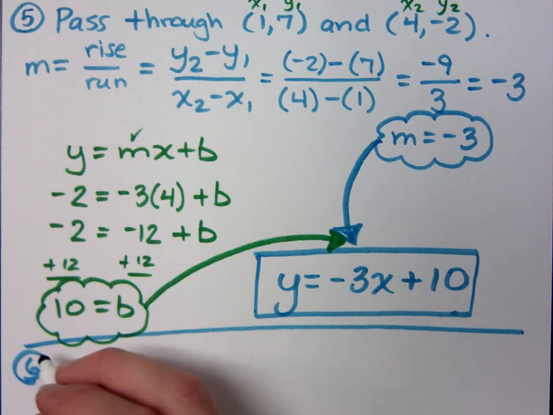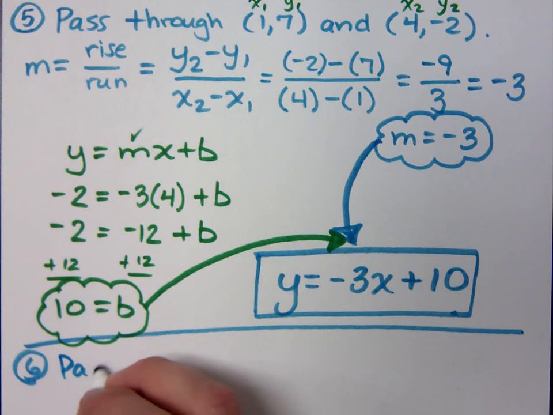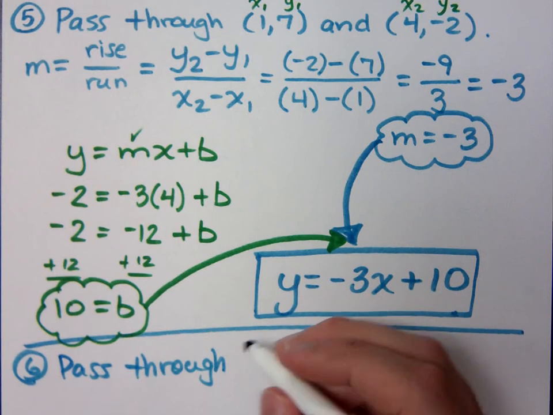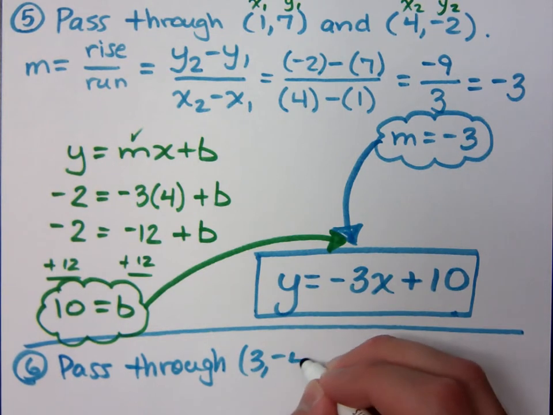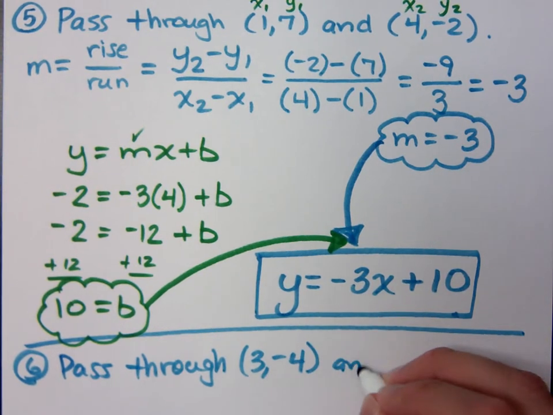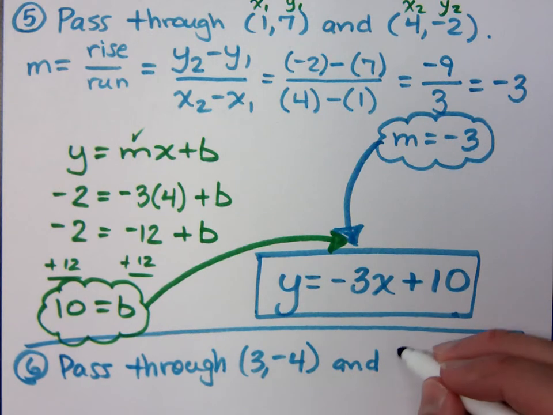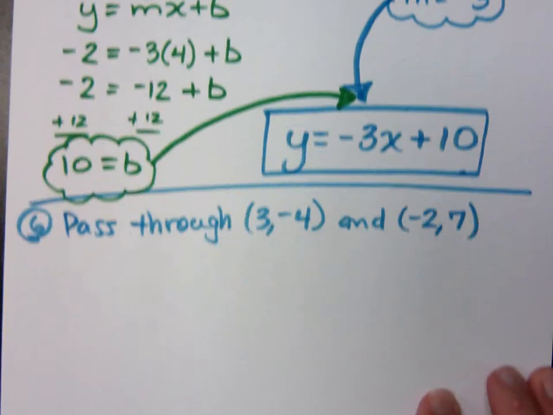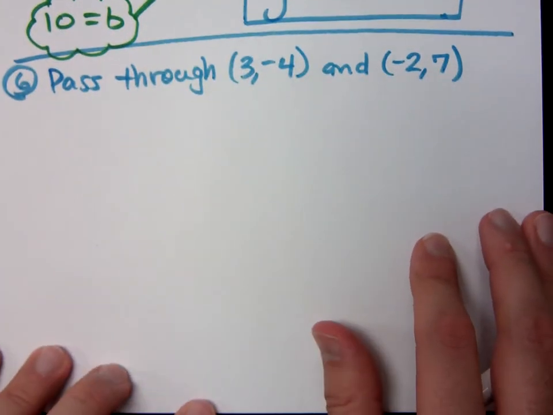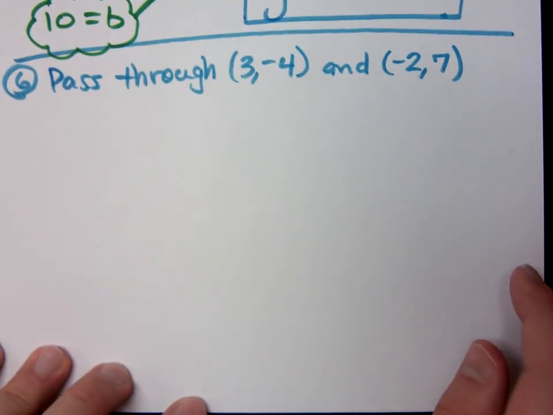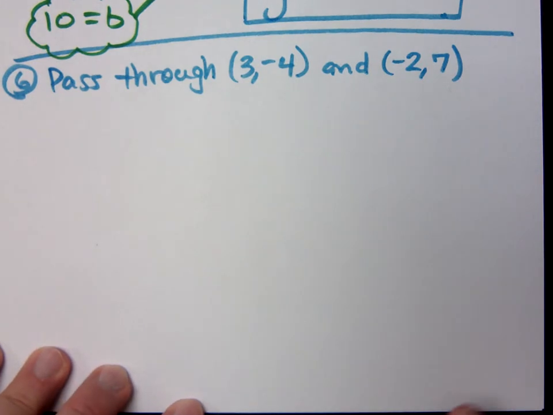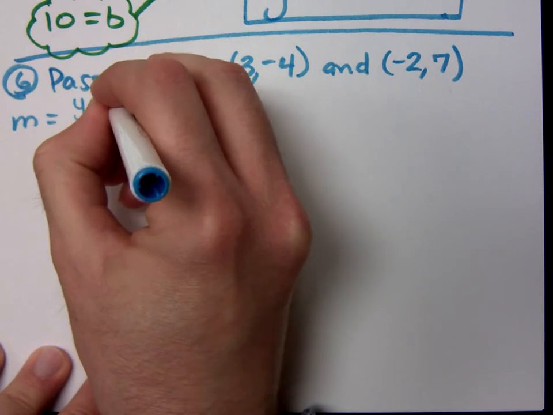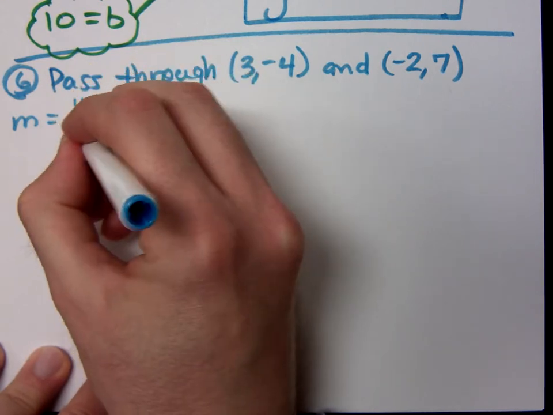Let's try this one. Suppose I want to pass through the points 3, -4, and -2, 7. It's just like the one we just did, so what do we need to do first? Find the slope, so we know the slope is the change in y over the change in x.